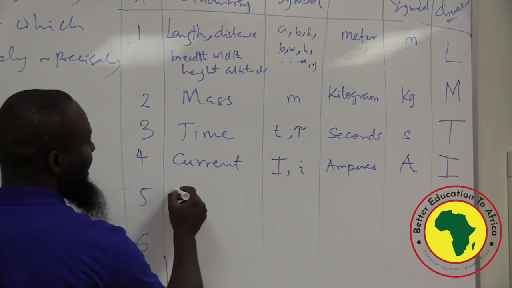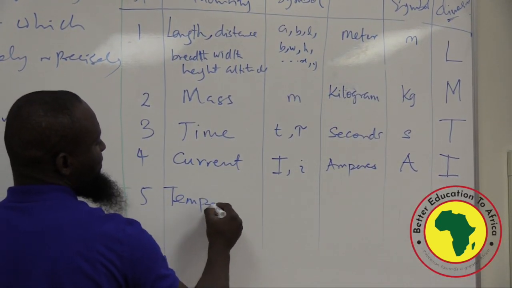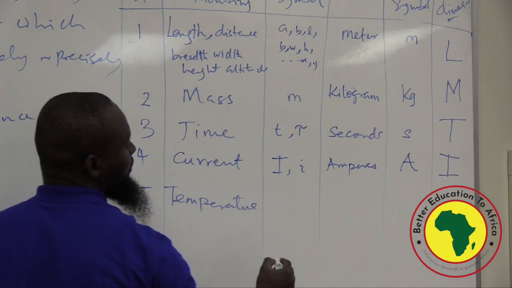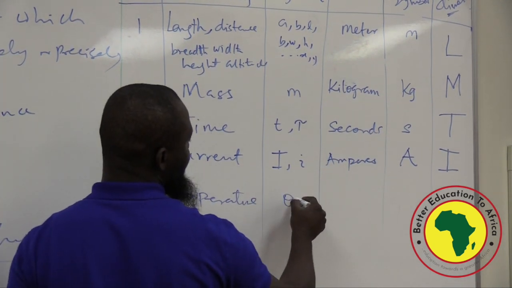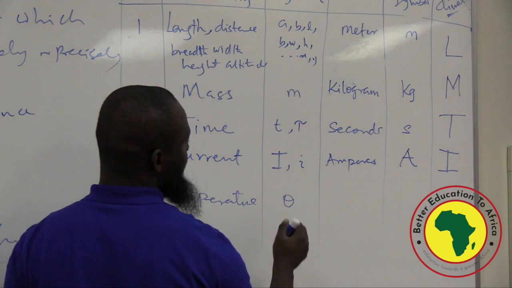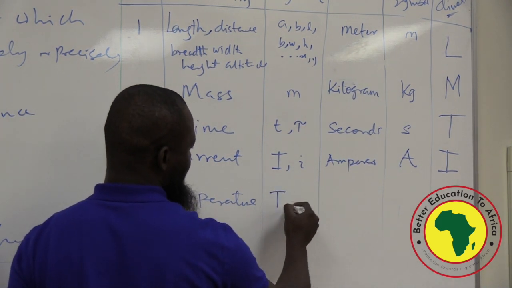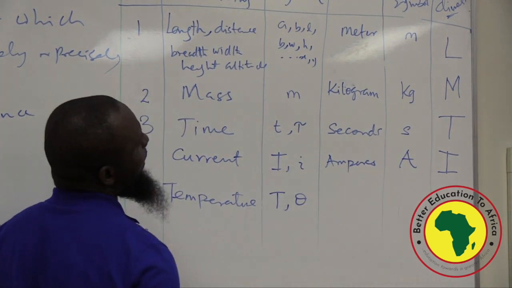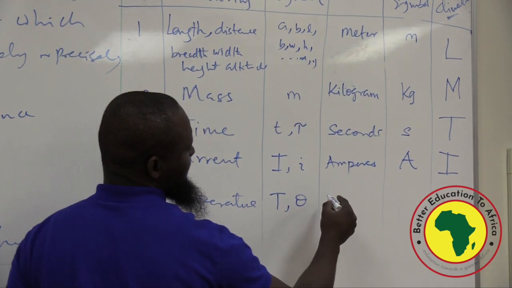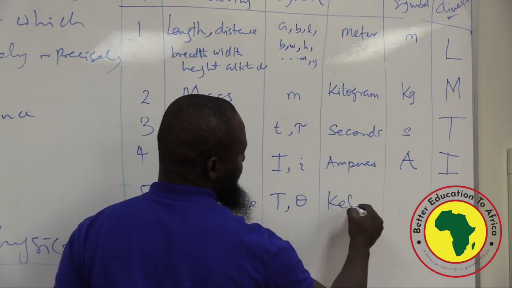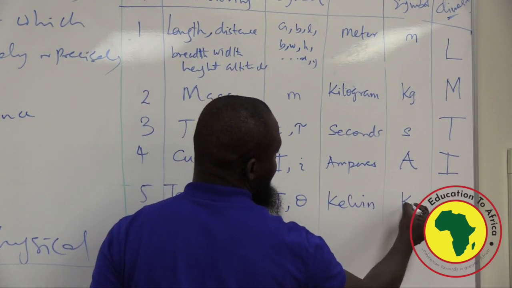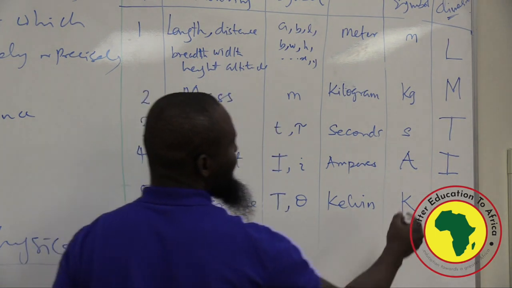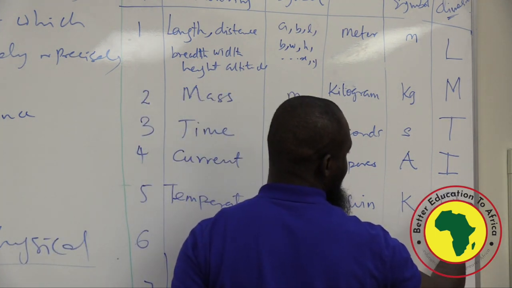Then we have thermodynamic temperature. The symbol is small theta, or sometimes capital T or theta. And the unit is Kelvin, capital K. And the dimension is capital theta, for temperature.